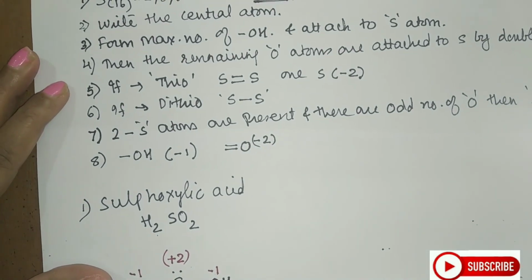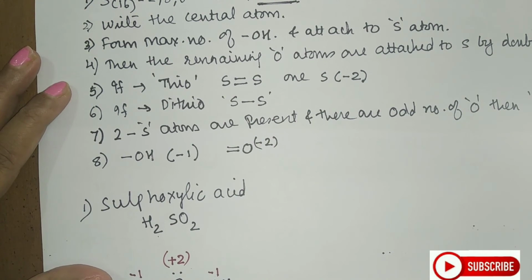I hope you have understood how to draw the structures, assign the oxidation numbers, the number of lone pairs and the type of hybridization.